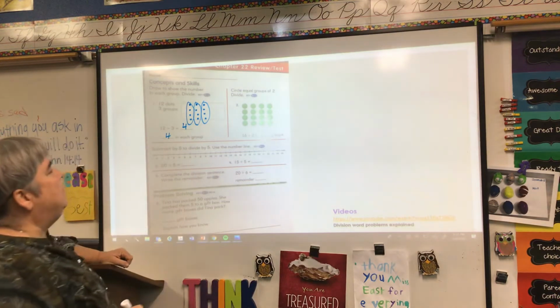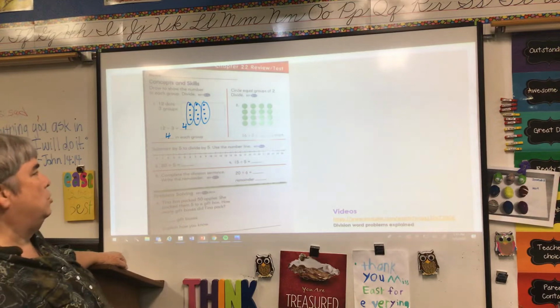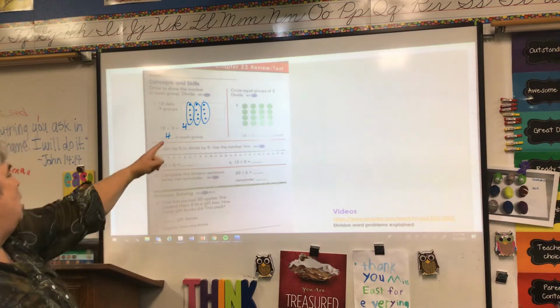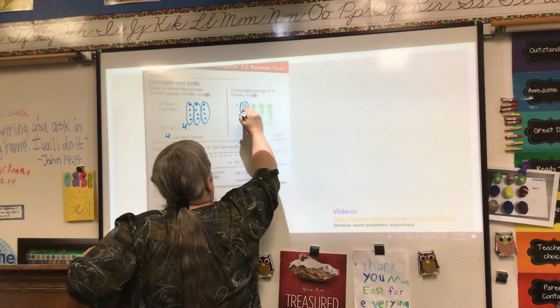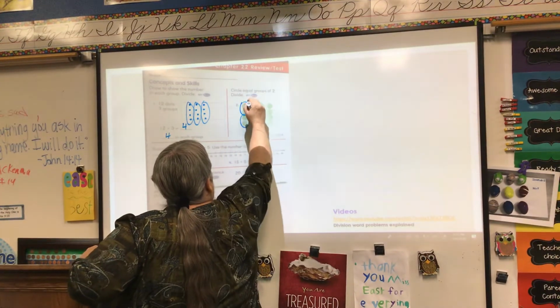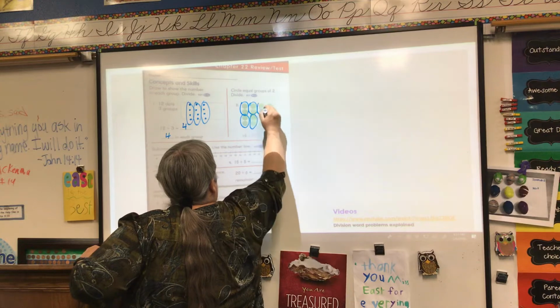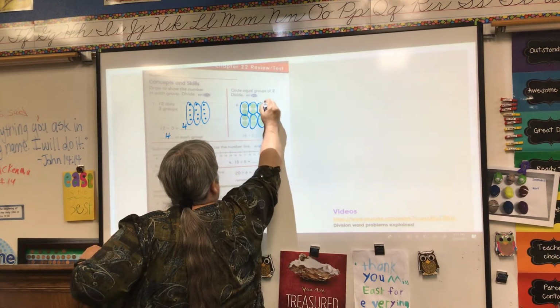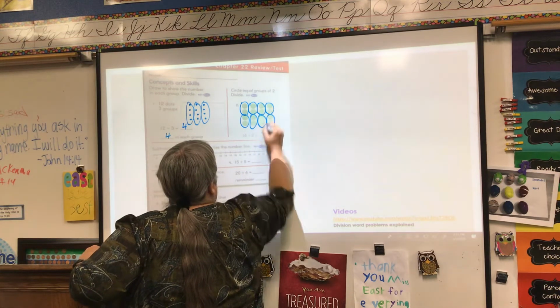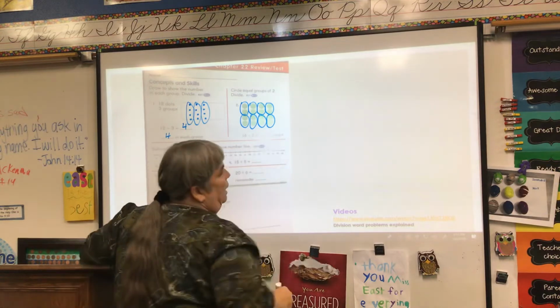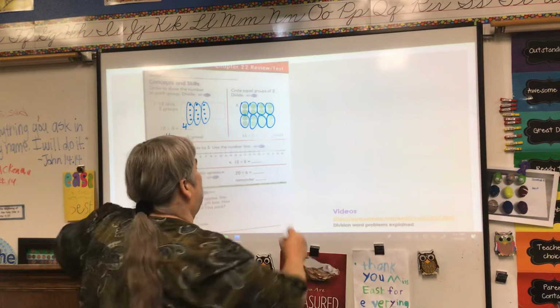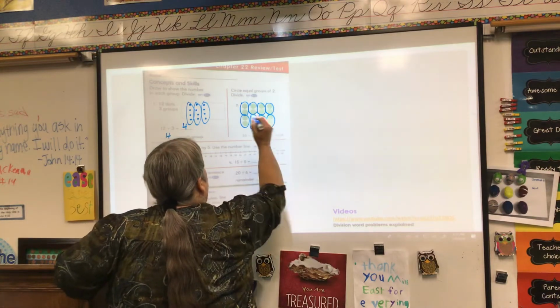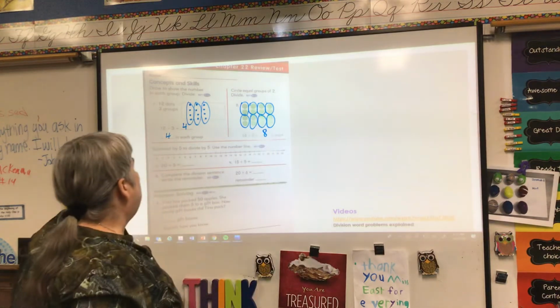Okay? And then it says circle each group of 2 on my question 2. So I'm going to say 2, 3, 4, 5, 6, 7, 8. So when I divide it into sets of 2, I'm going to end up with 8 equal groups.